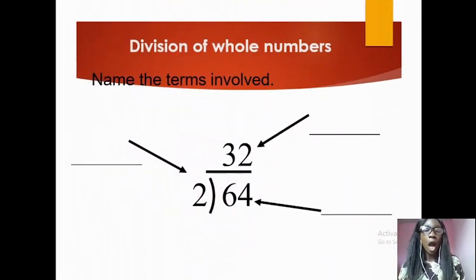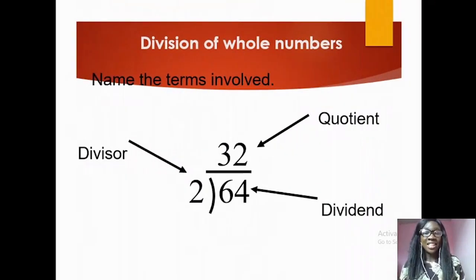Okay, in dividing whole numbers, there are terms that we need to know. Now here, I want to divide 64 by 2. And my answer is 32. So what is this 2? What is 64? And what is 32? Remember we did this last time when we did division of directed numbers. So you can just tell me what this 2 is, what this 64 is, and what this 32 is. You will hear my answer next.